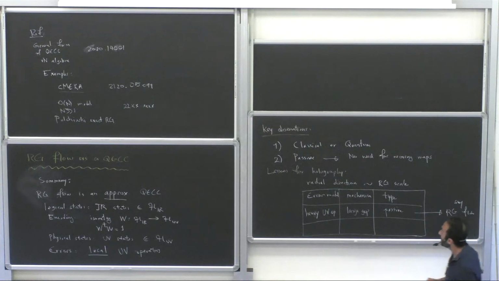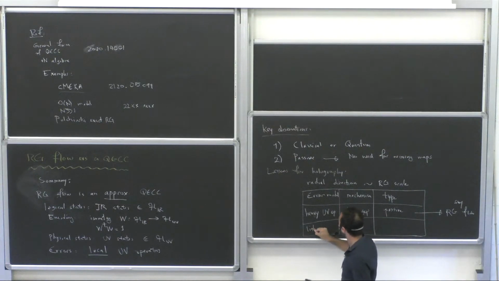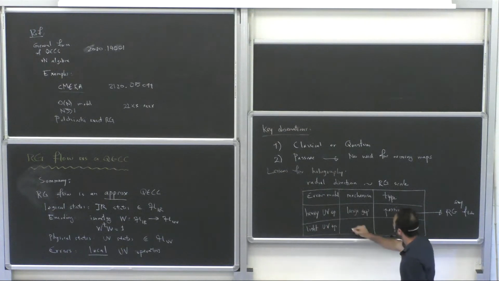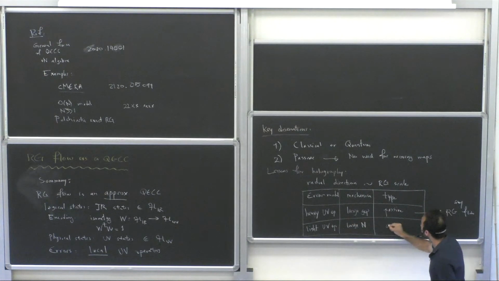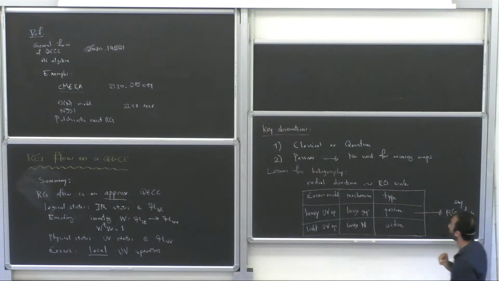The second one is the one that provides protection against light UV operators. The mechanism for this is large N, and this is an active error correction code. So I'll try to clarify this. Are there any questions so far about the plan of the talk? I'm just going over the plan.